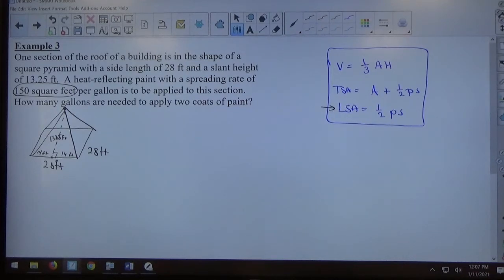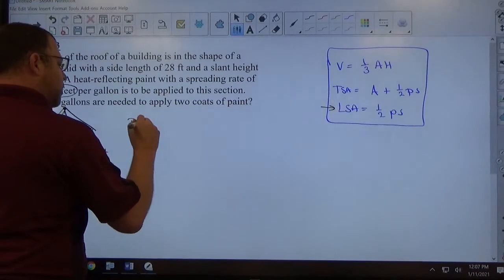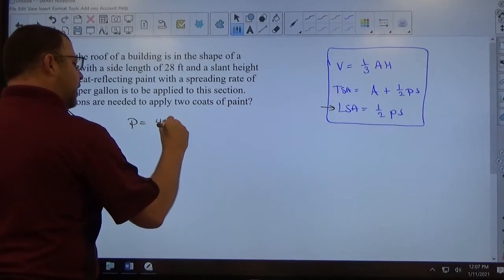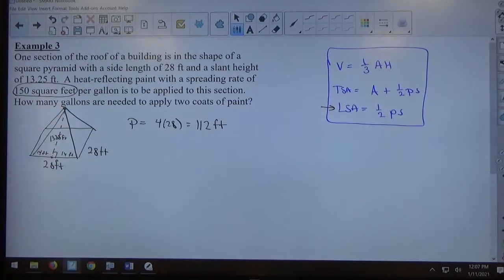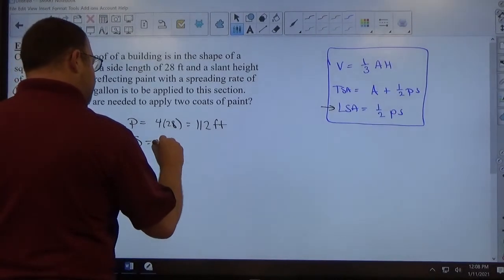So what I want to do here is find the lateral surface area of this, and the lateral surface area requires a perimeter of the base and a slant height, which they should give me. They gave me a square pyramid, so 28 feet by 28 feet. All 4 sides are 28 feet of the square. The slant height is 13.25 feet. So the perimeter is going to be 4 times 28, which is 112 feet. You could also do 28 plus 28 plus 28 plus 28. Take your pick.